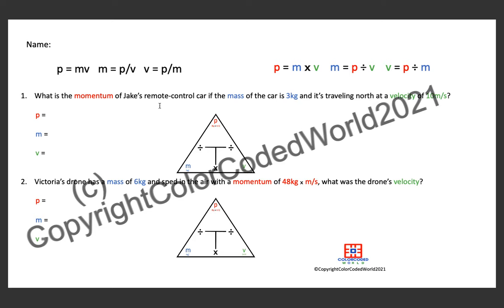What is the momentum of Jake's remote control car if the mass of the car is 3 kilograms and it's traveling north at a velocity of 10 meters per second? So first we're going to plug in what's given to us. Okay, we have mass, 3 kilograms. It's in blue. We have a blue M. We would put our 3 kg. Oh my goodness, it's giving us velocity in green of 10 meters per second. We would put in our 10 meters per second here. And then we would just look, oh, how do we solve for momentum again? We would do M times V, so 3 times 10, giving us 30 kilograms times meters per second.